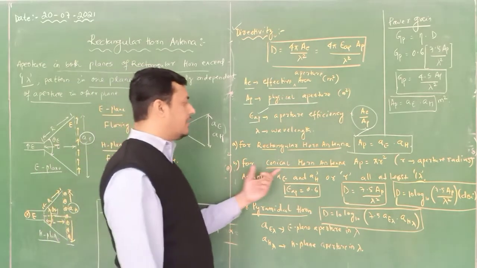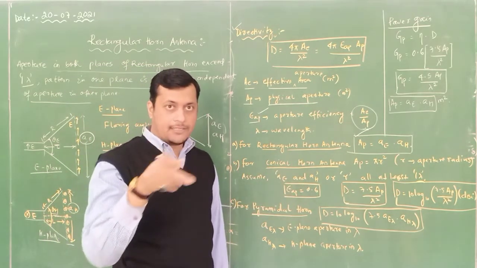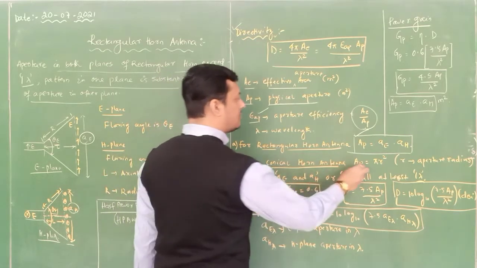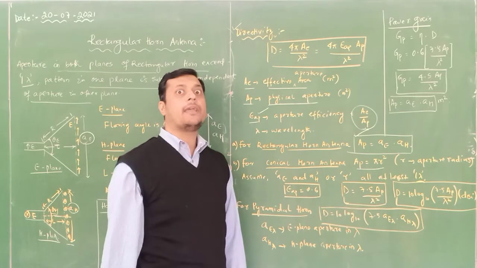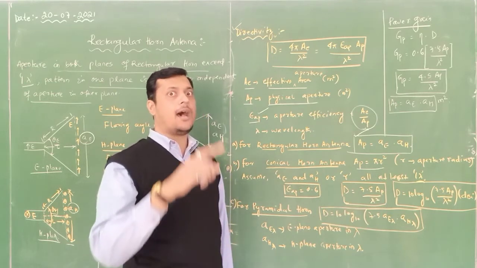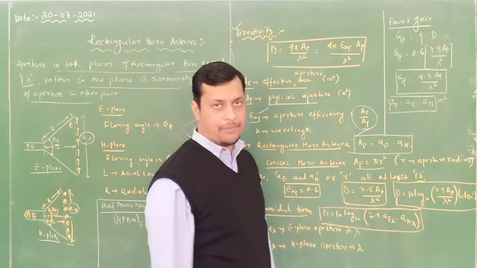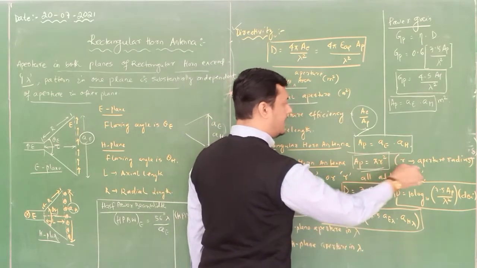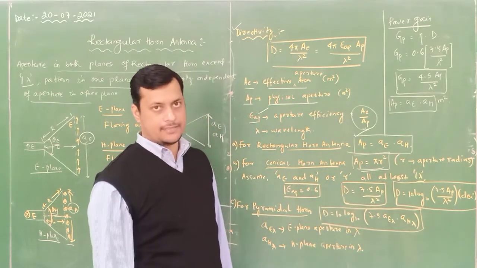Okay. For the conical horn antenna, we have that circular one. That circular dimension is AP. So AP is equal to how much? Pi r square. What is r? r is the radius of the aperture. So AP is equal to pi r square, and r is the aperture radius.